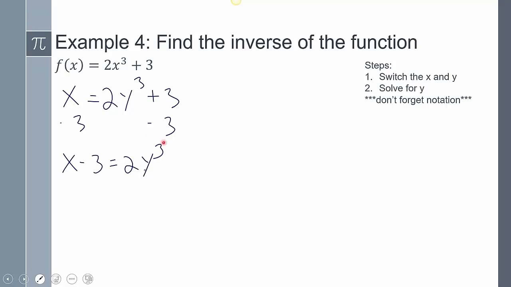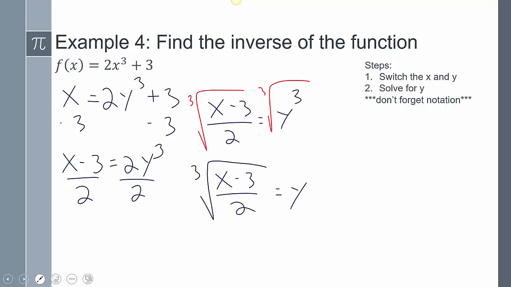Then to do the cube root here, I first have to get rid of the 2, so divide both sides by 2. Now I can take the cube root of both sides. And this is still a function, so I can use my function notation.